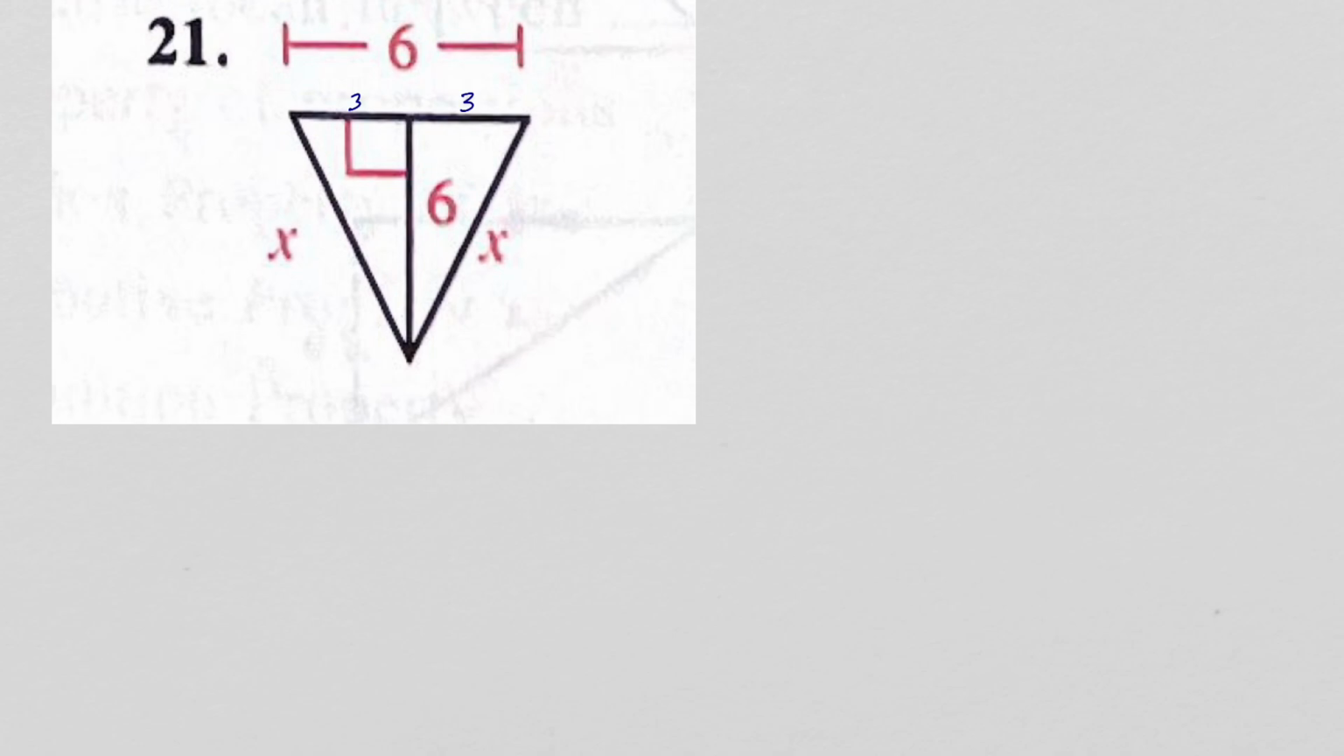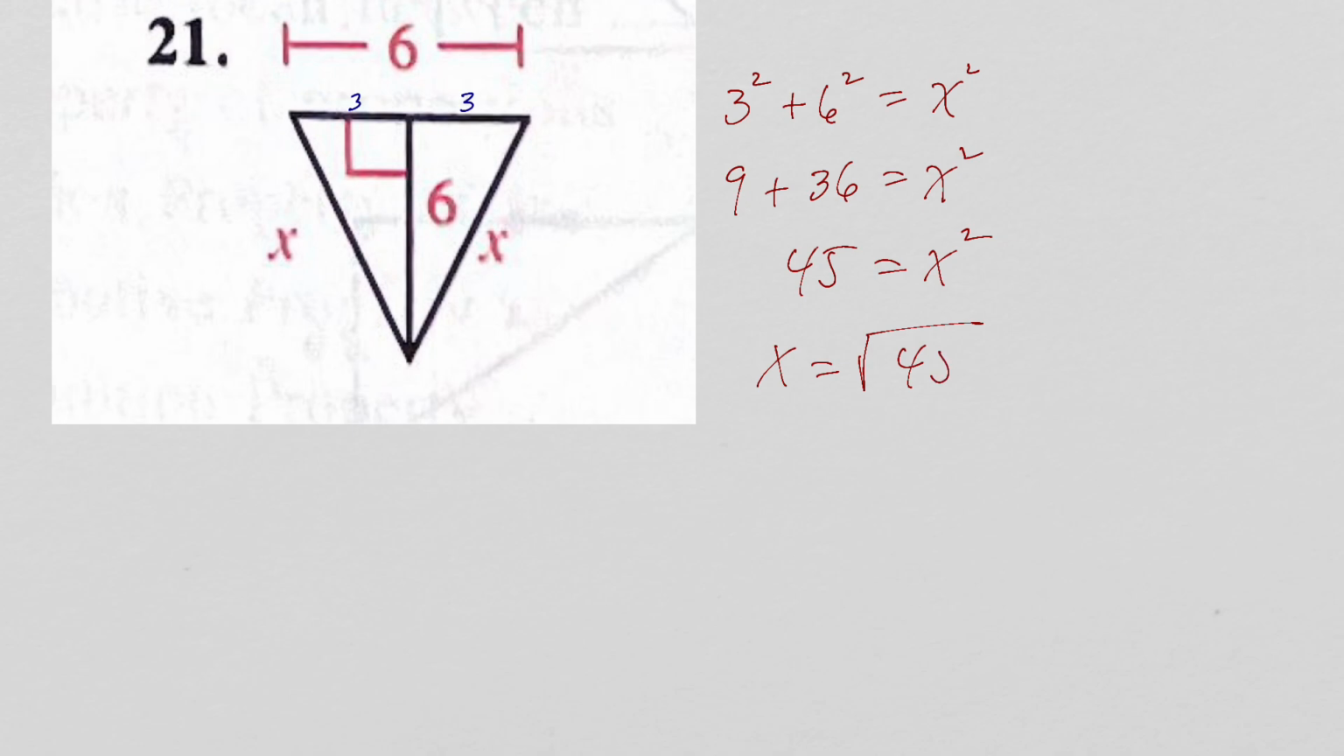And then we have a right triangle. These are the legs, and that's the hypotenuse. So we have 3 squared plus 6 squared is equal to x squared. So 9 plus 36 is equal to x squared. So that means that x is equal to the square root of 45, which is 9 times 5. And if you square root the 9, you'll get a 3. And so x is equal to 3 root 5.